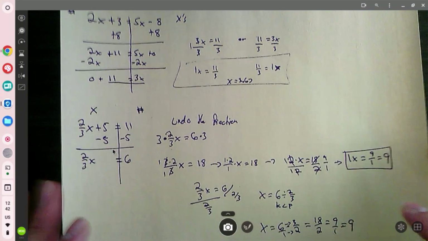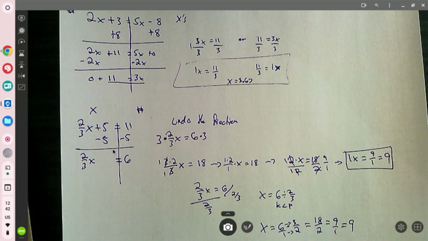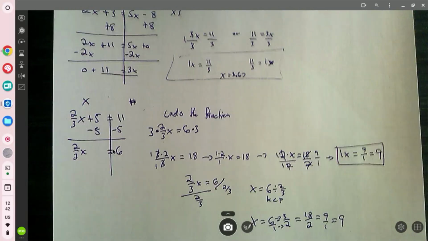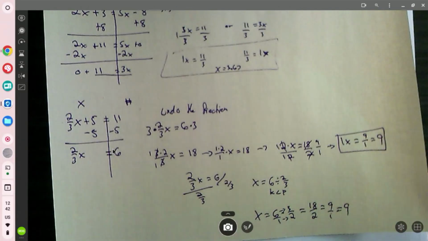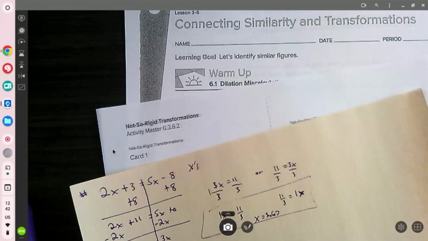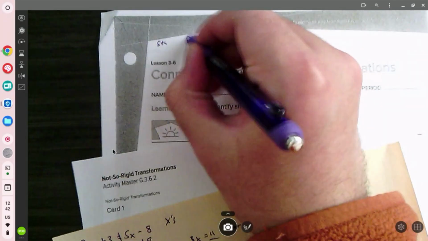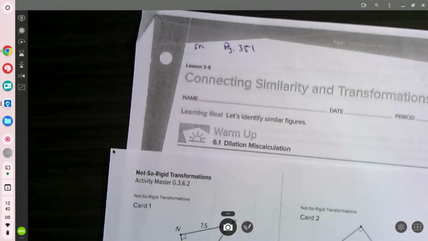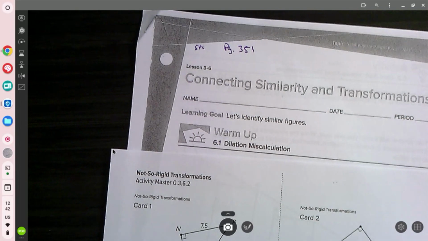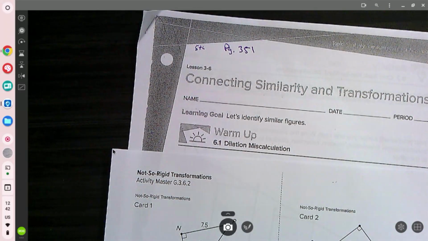Okay, please make sure your bell work has all of this plus your work that you did to get to the end. Once you have that, please open up your textbook to page 351. It's going to be right here at the top. Page 351. Okay, I'm going to hand out some materials while you guys get your book open to the correct page.